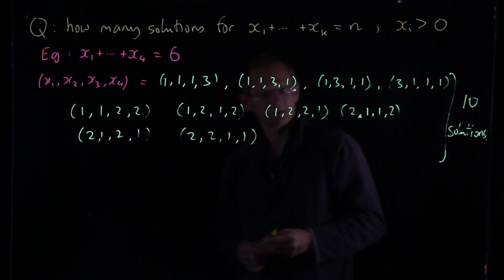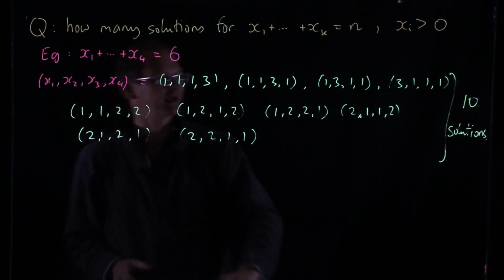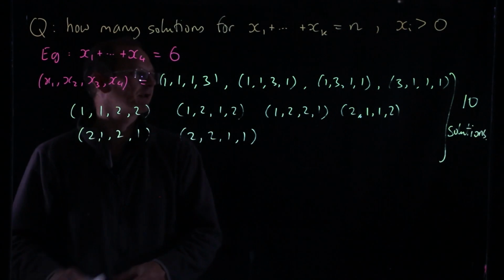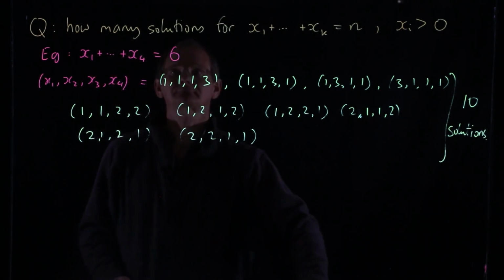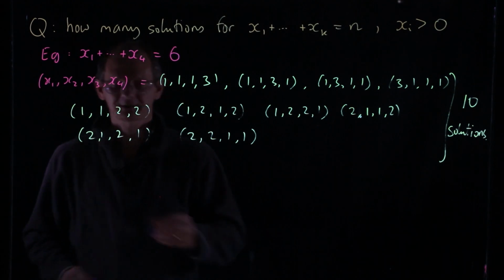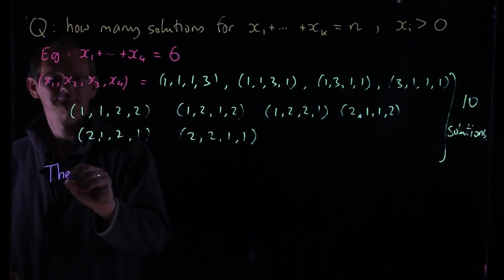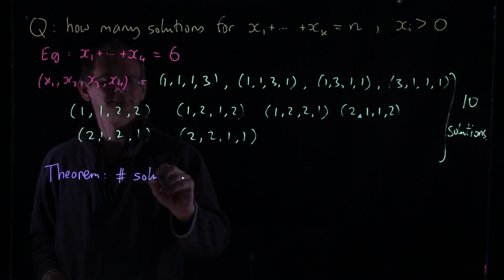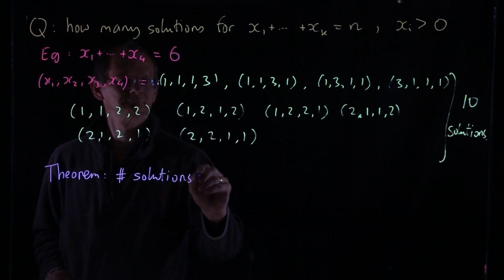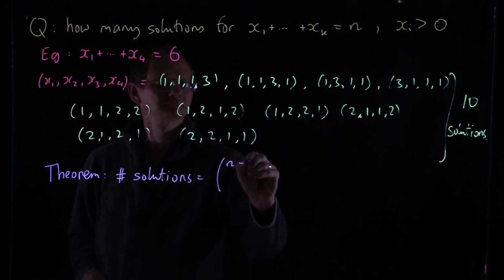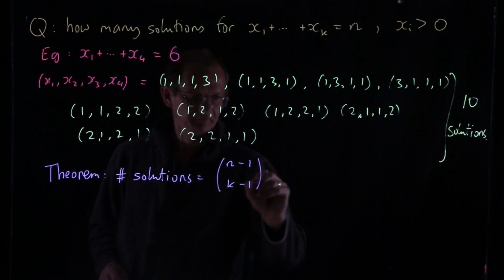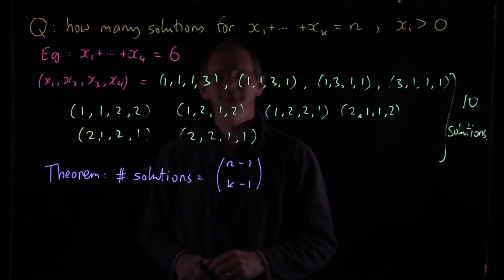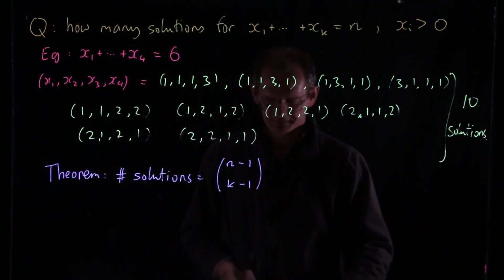But we don't want to have to spell everything out like that in the general case. So we want a theorem which will tell us the total number. The theorem is like this. The total number of solutions is the binomial coefficient n minus 1 choose k minus 1. Okay, and so how do we prove this?